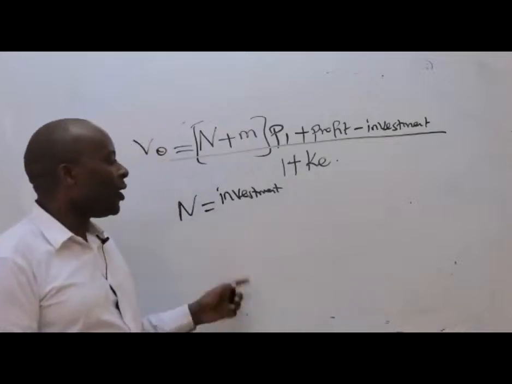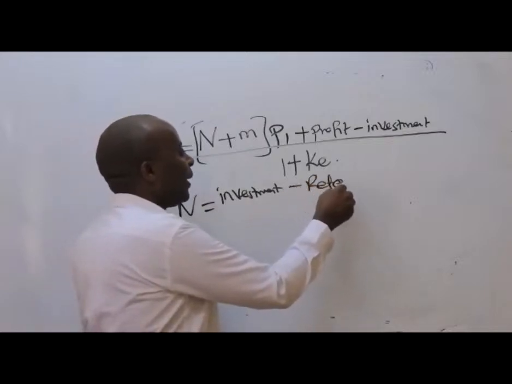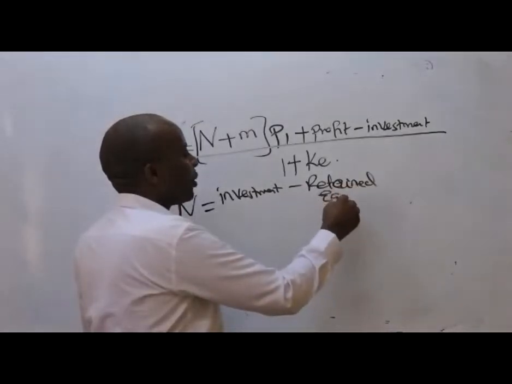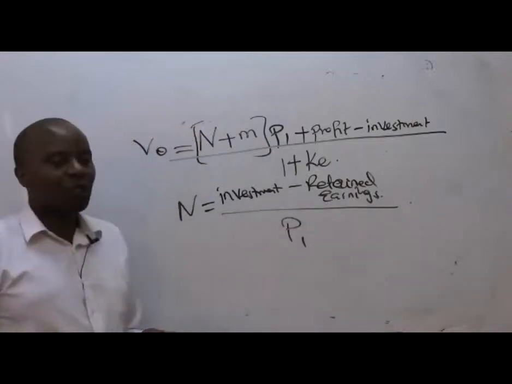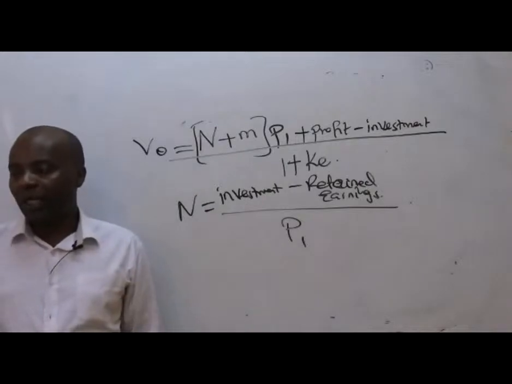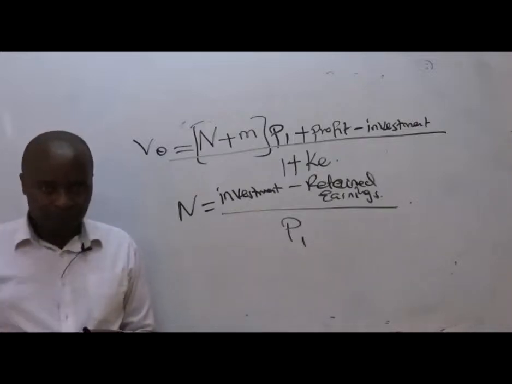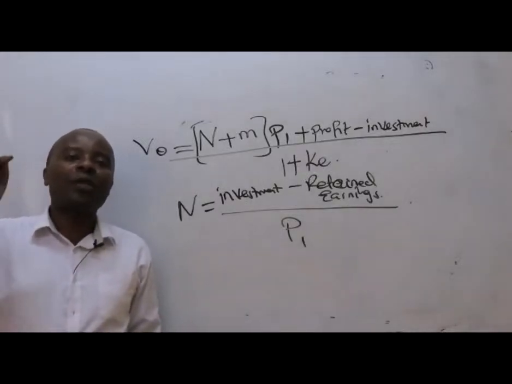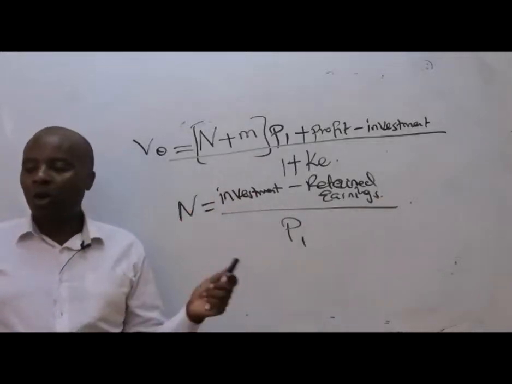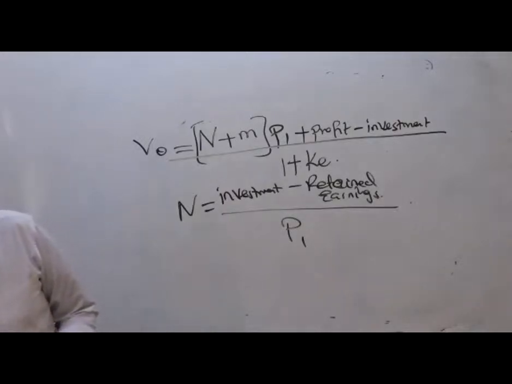So for new shares, I'll take the investment minus the retained earnings, all over the price per share, which is P1. So for N, you look at what investments you want to do. You subtract the component of this investment that will be financed through the retained earnings, so minus retained earnings, all over P1.